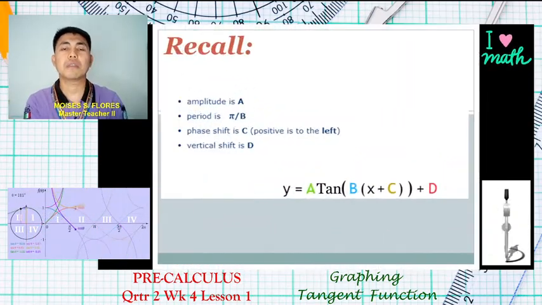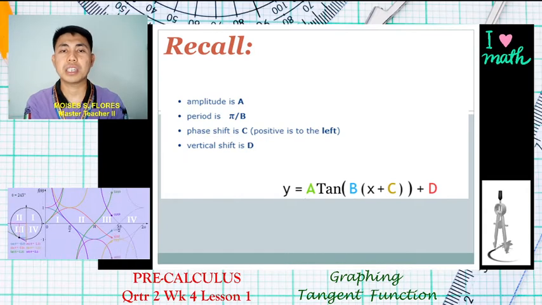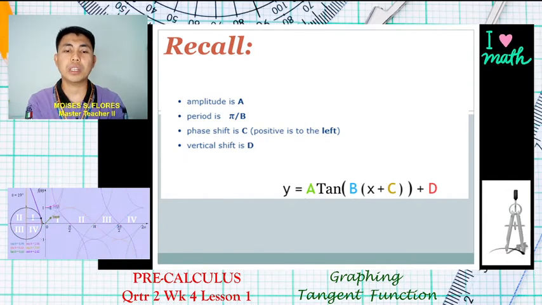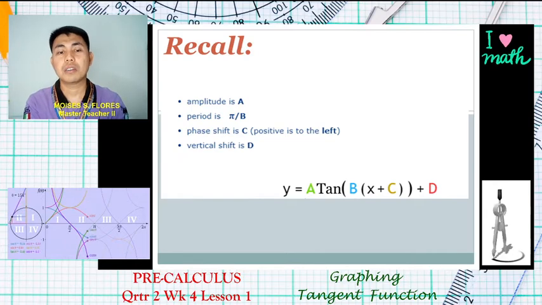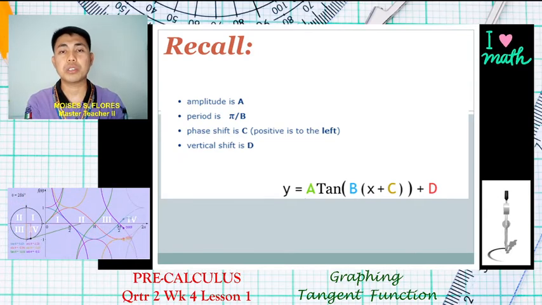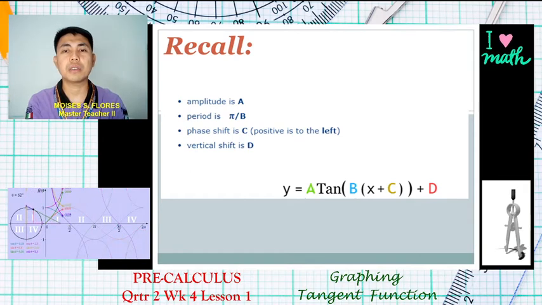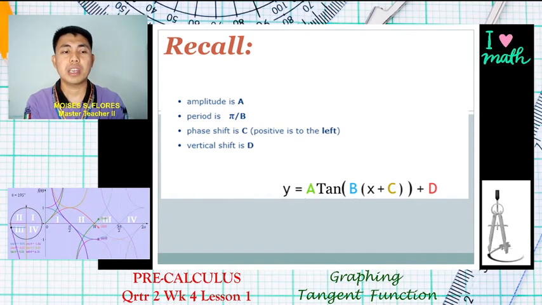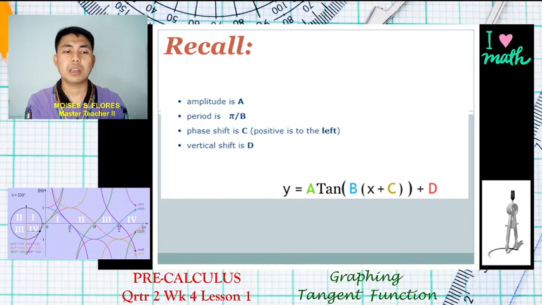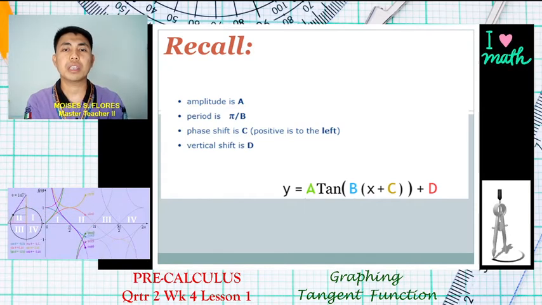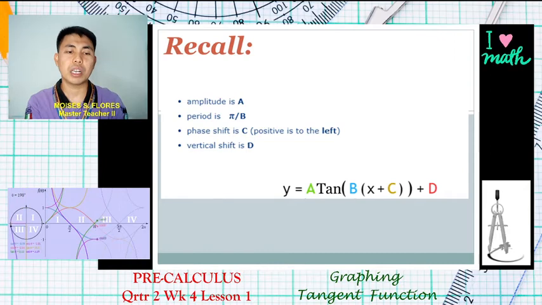As we recall, the standard form of our equation for the tangent is y equals a tangent b quantity x plus c, plus d. Where a is still referring to our amplitude, and later on we would show on our graph the significance of a in the graph of tangent. For b, to solve for the period, we have pi over b. And c is called the phase shift, which is either moving horizontally to the right or horizontally to the left. And of course, d is called the vertical shift. It's either upward or downward.